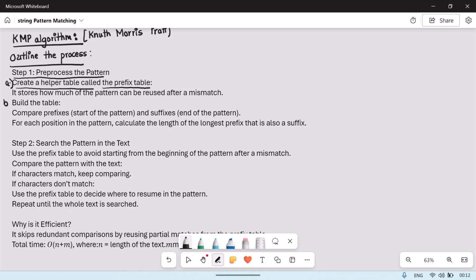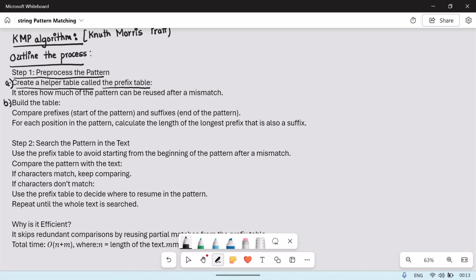And step B, under this only, is to build the table. Compare the prefixes and suffixes for each position in the pattern. Calculate the length of the longest prefix that is also a suffix. I'll explain this when I do the problem. Step 2 is to search for the pattern in the text. Use the prefix table to avoid starting from the beginning of the pattern after a mismatch.